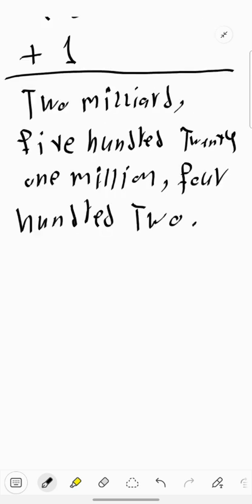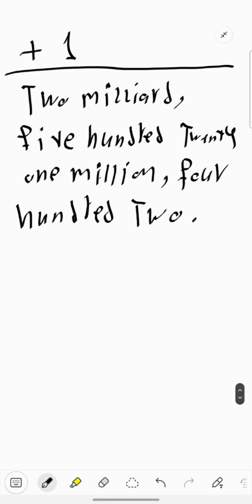Finally, we need to learn how to convert from the word form to the standard form. So let's start. First, you can read all the question one time.